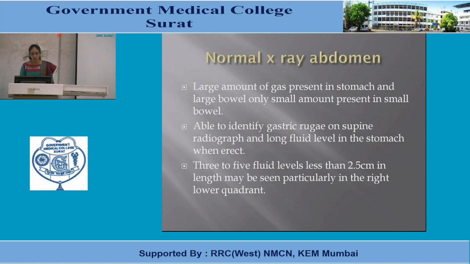The objective of today's lecture is to identify normal X-ray abdomen, to identify free peritoneal air, pneumoperitoneum, on X-ray abdomen standing in case of bowel perforation, and third, to identify intestinal obstruction, in which cases multiple air fluid levels are seen. So we are discussing first the normal X-ray abdomen.